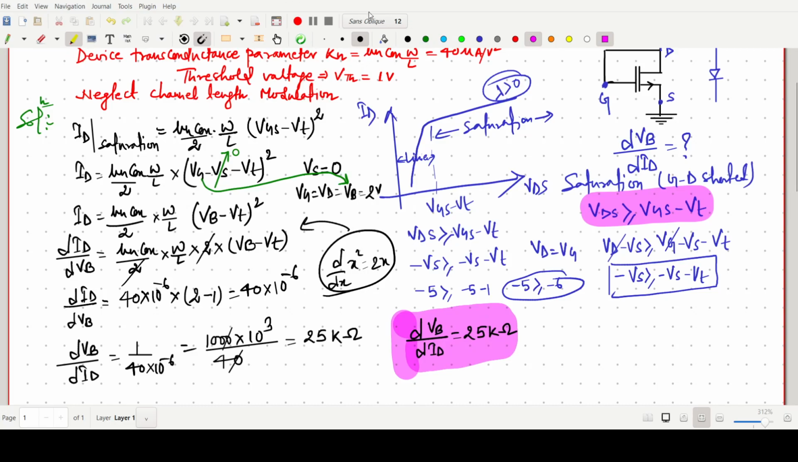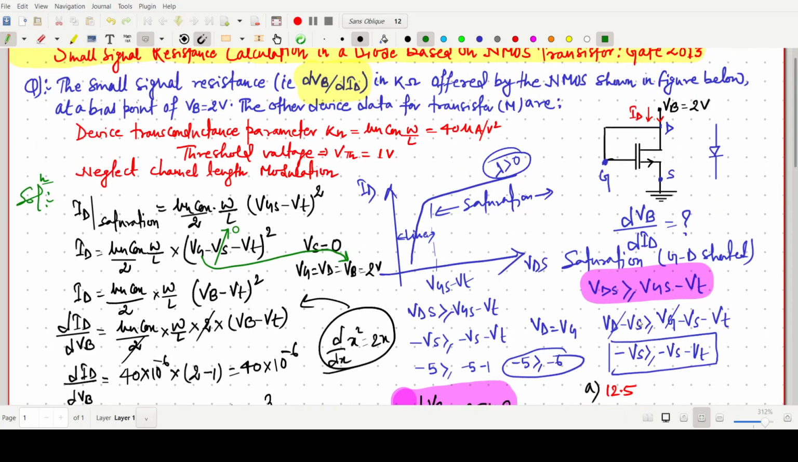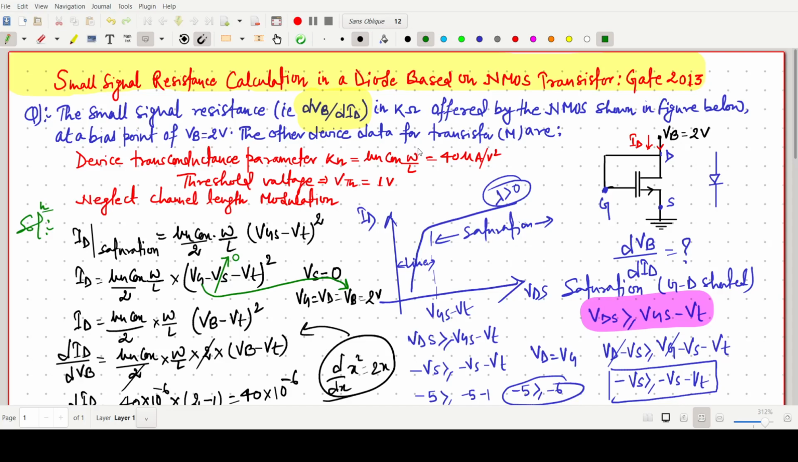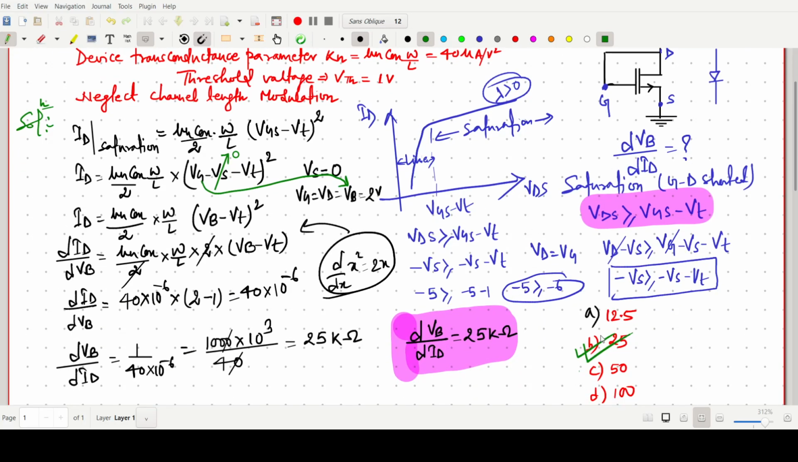Okay, so actually I forgot to write the options. In this question there are four options. Okay, the first option is say 12.5. Actually, we have to find in kilo ohm, so 12.5, 25, C option is say 50, and D is say 100. So which should be the correct answer? So our correct answer will be, sorry, 25 kilo ohm, because in this question they are asking in terms of kilo ohm, so we have to write this as kilo ohm.